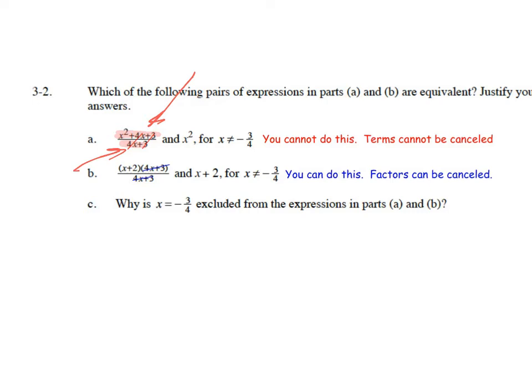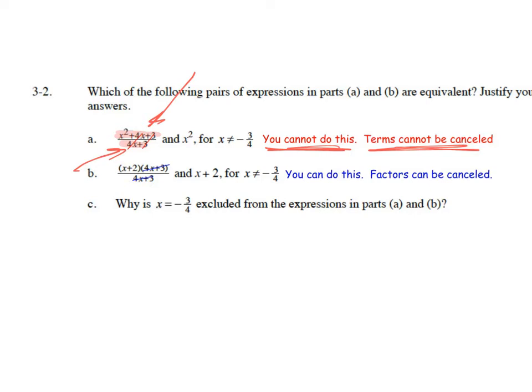Sometimes students look at this and say, well, I can reduce these terms of the polynomial, as I did with the red. They take the 4x, which is a term in the numerator, and they cancel it with the 4x term in the denominator. And then they do the same thing with the 3. You cannot do this. Terms cannot be canceled.